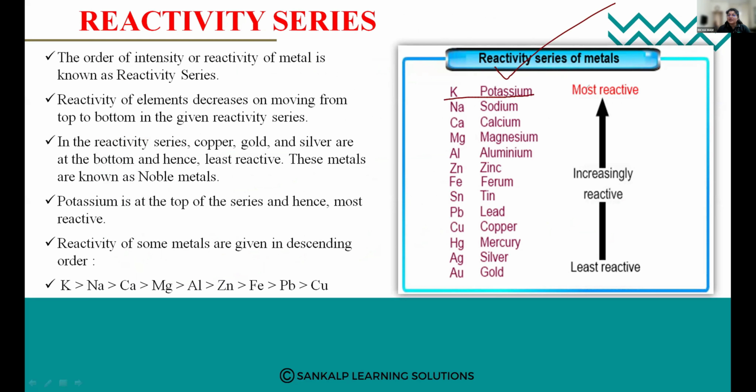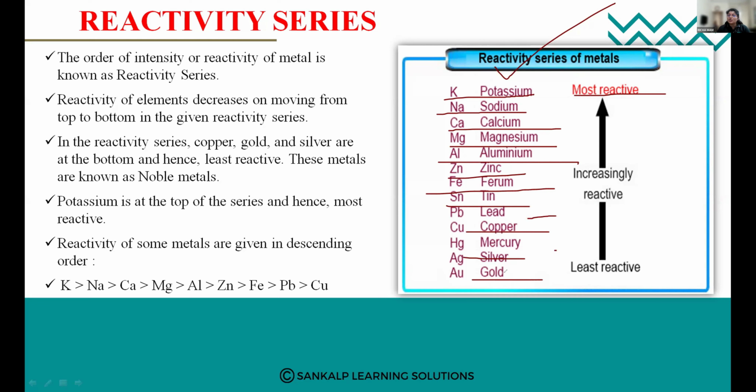Potassium, which is at the top, is the most reactive. Then sodium, then calcium, magnesium, aluminum, zinc, iron, tin, lead, copper, mercury, silver, and gold. So gold, silver, mercury are the least reactive. From down to above, the reactivity goes on increasing.